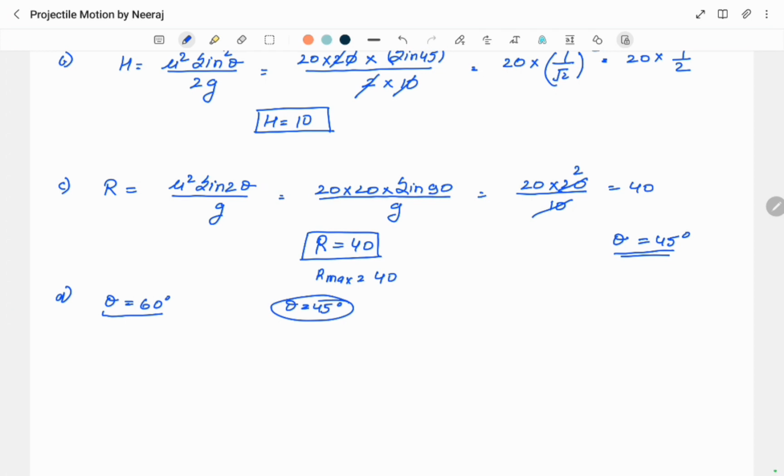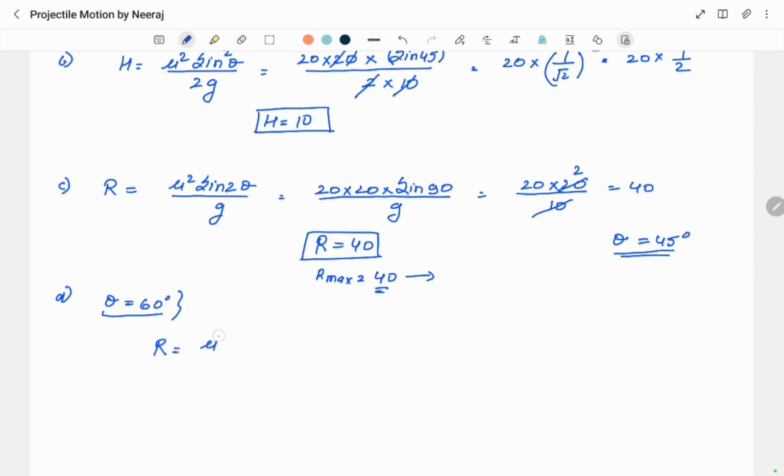Any angle other than 45 degree will have a smaller range. This range is for 45 degree, so for theta equal to 60 degree, the range will be less than 40. For this value of theta, the range is always going to be less than 40. Why? Because this is the range for 45 degree and we know the range is maximum for 45 degree. Now go calculate for the angle theta equal to 60. What is the formula for range?